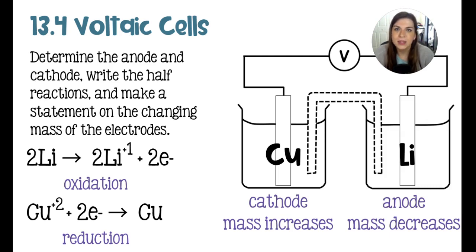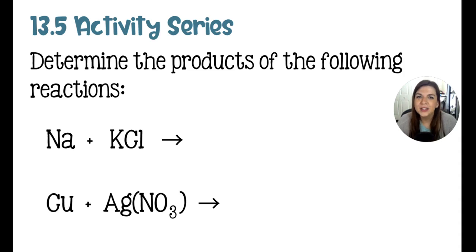When that happens, they are undergoing reduction because they are gaining electrons, and that is going to make copper the cathode. Cathodes increase their mass over time. Remember, the red cat gets fat. Reduction occurs at the cathode where mass is increasing, and lithium being the anode, the mass will decrease on that end of the battery.